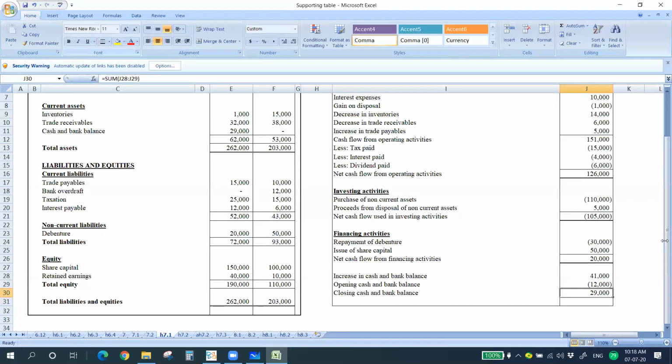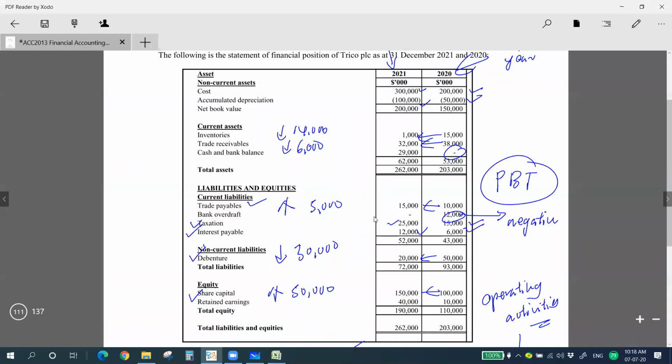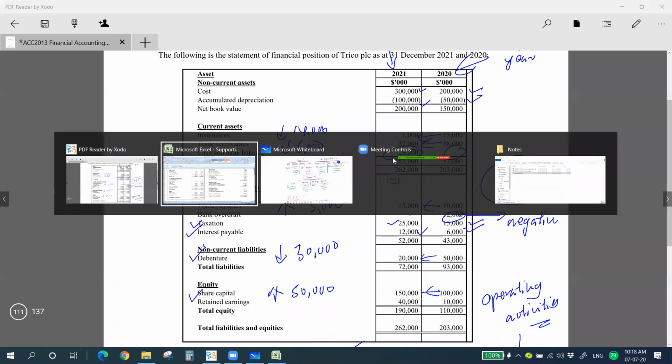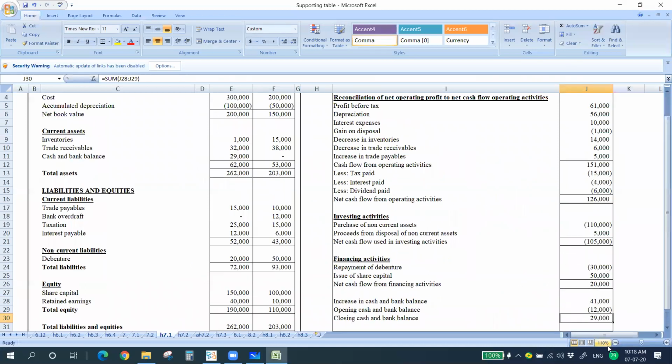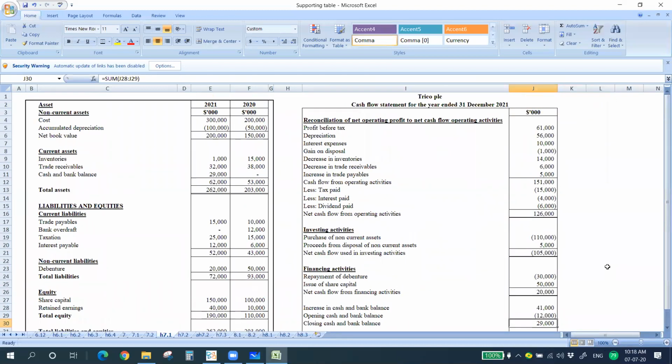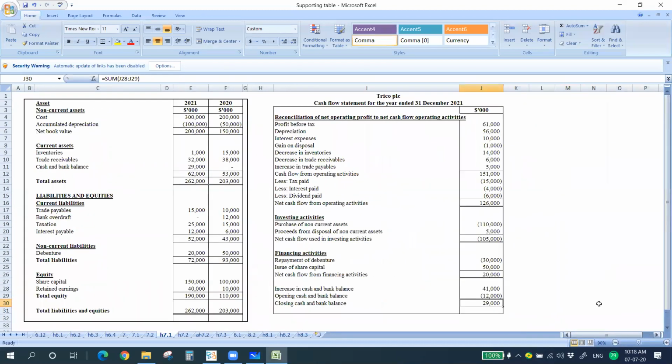So the total we have is a positive 29,000, right? So we will match this amount to our cash and bank balances. Yes, our cash and bank balances as per 2021 is 29,000. And this amount matches the cash flow statement, meaning that we have done the cash flow statement correctly, right? So this is the answer, and you can have a look.